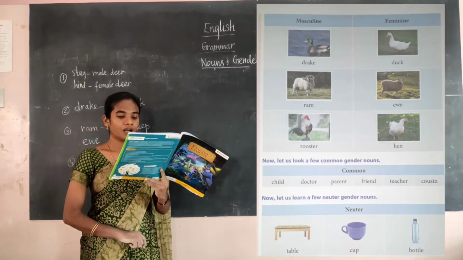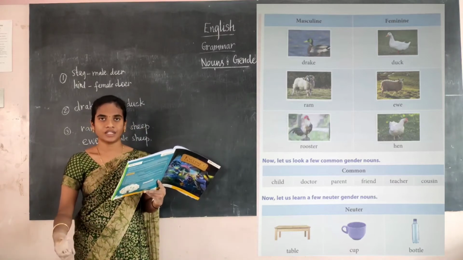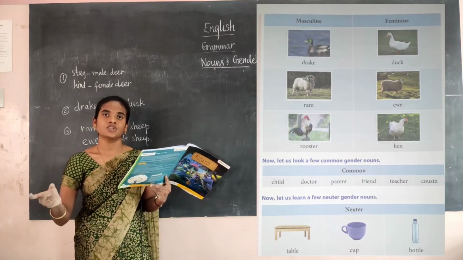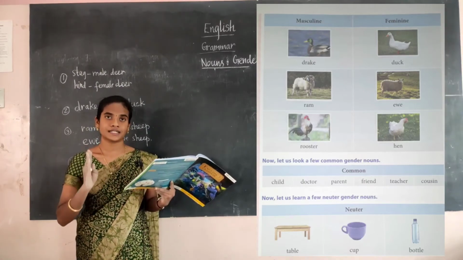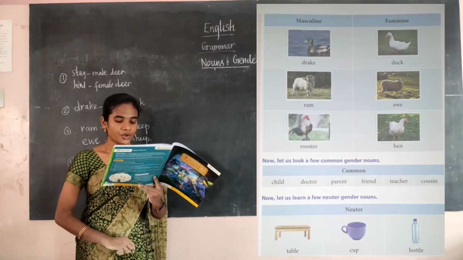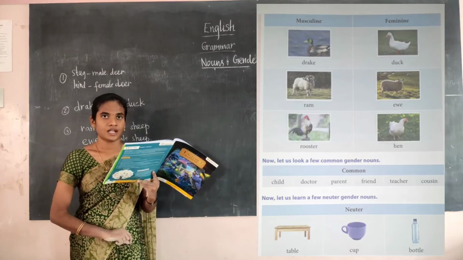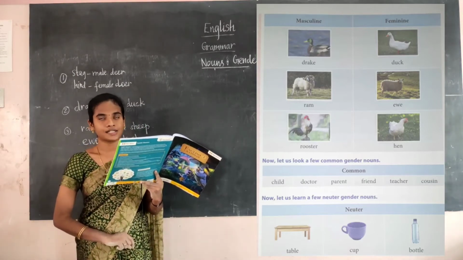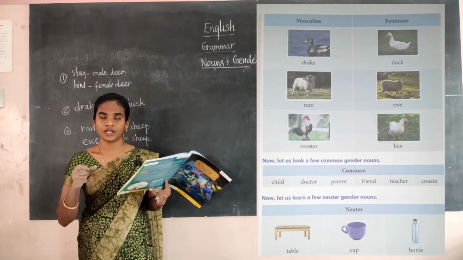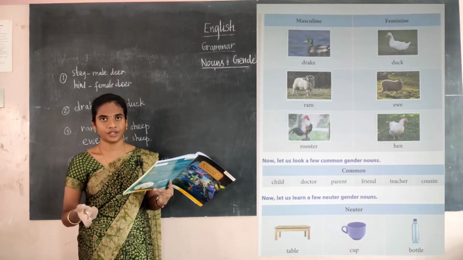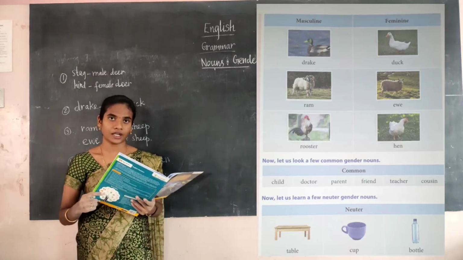Now see the neuter gender noun. As I have told, all non-living things are neuter gender. It is neither male nor female. It is a non-living thing. So the neuter gender nouns are table, cup, bottle. These are things that don't have life. They are non-living things, and they are neither male nor female. Okay, students, are you all clear with this?